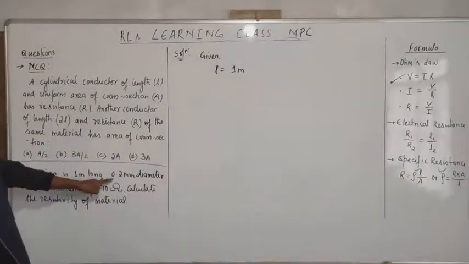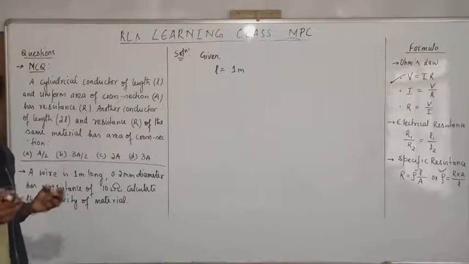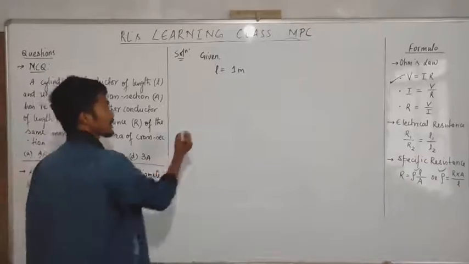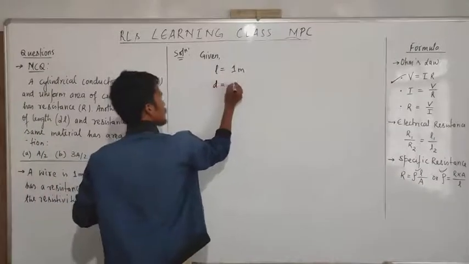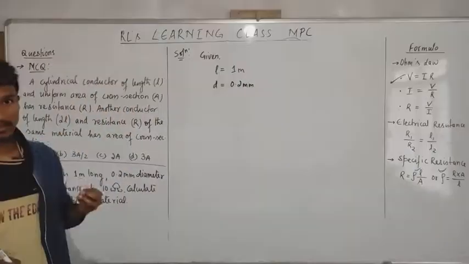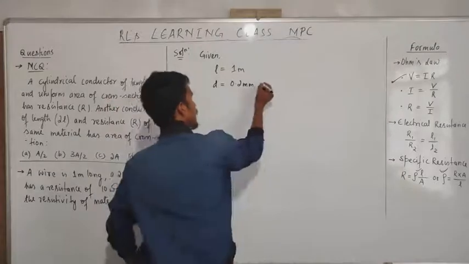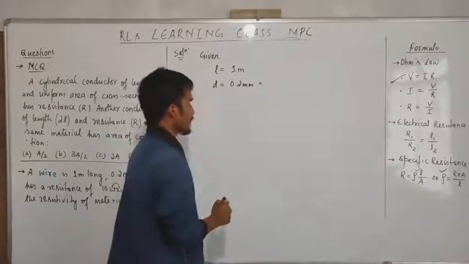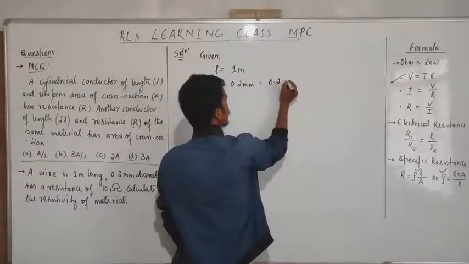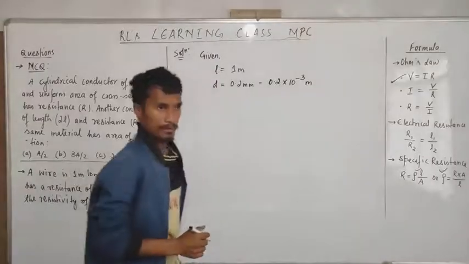Then here, and 0.2 mm, millimeter. Now this is not a meter, so again this millimeter we have to convert to meter. Now the given diameter D is equal to 0.2 mm. Now remember, mm means millimeter, which is not the SI unit. Then here we have to convert it to meter. Remember, to convert to meter, this one: 0.2 into 10 to the power minus 3 meter.